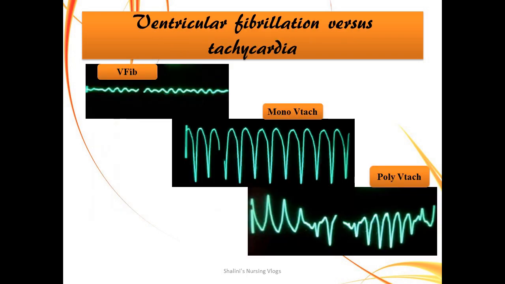So, just a recap on ventricular fibrillation versus tachycardia. A ventricular fibrillation strip might look something like this. Monomorphic ventricular tachycardia is when you have broad QRS complexes. Definitely in each of these you have broad complexes, but in this one they are of the same morphology. In polymorphic ventricular tachycardia, you have broad QRS complexes, but they are not of the same morphology.